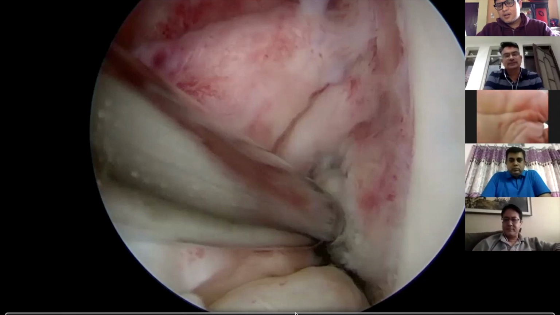Do you also manage the flipped part of the remnant? Sometimes if it is flipped anteriorly and not adhered to the PCL, then it can flip anteriorly and cause impingement in extension. Absolutely.